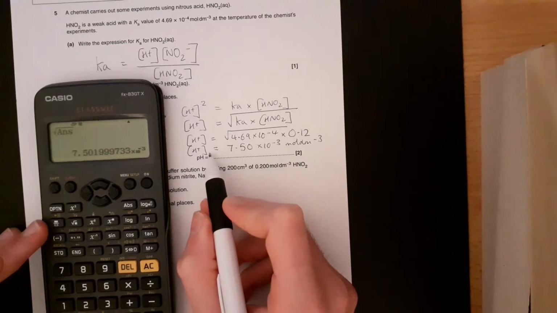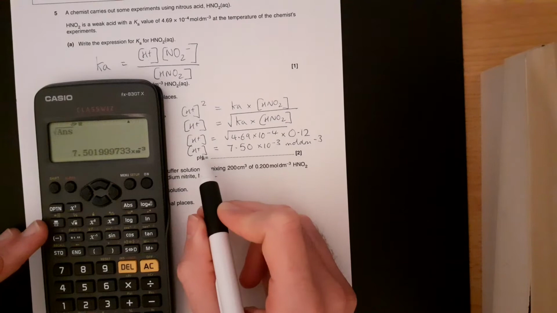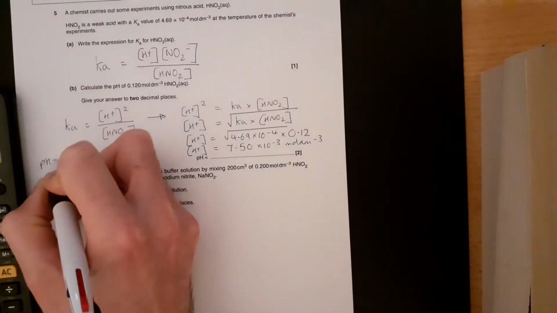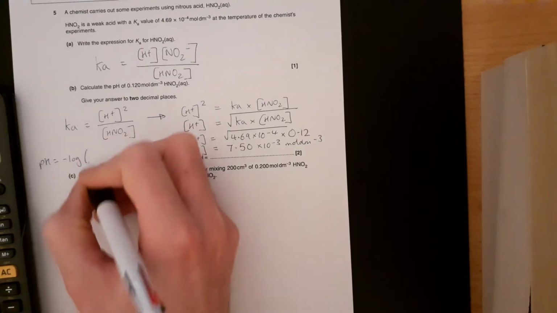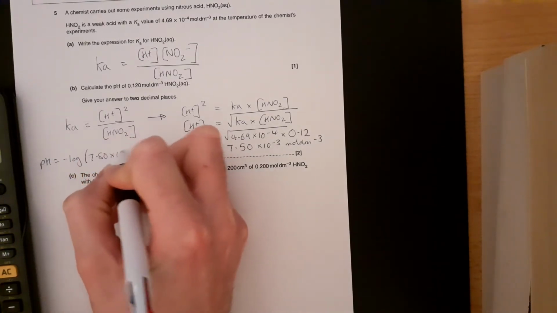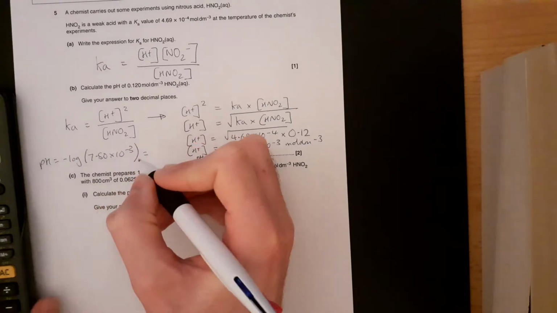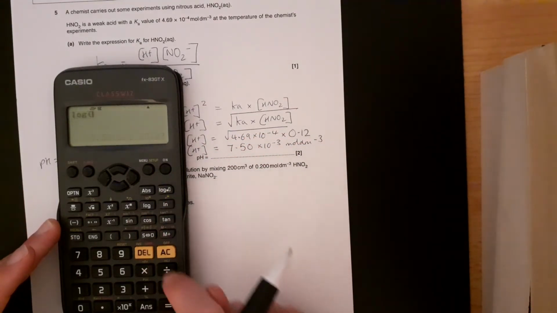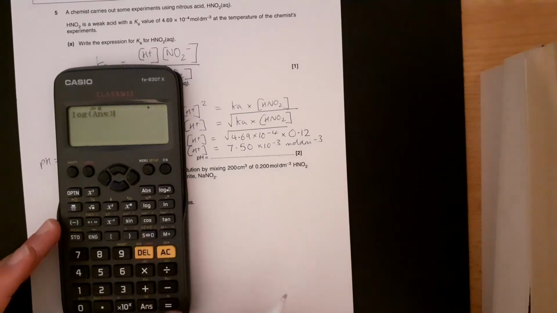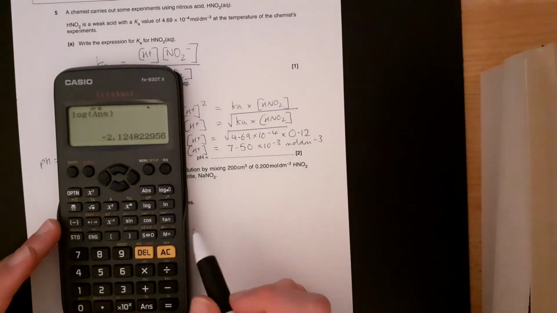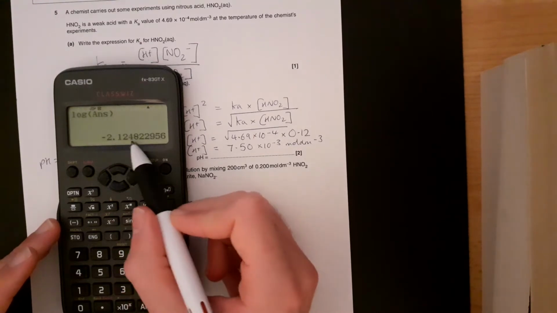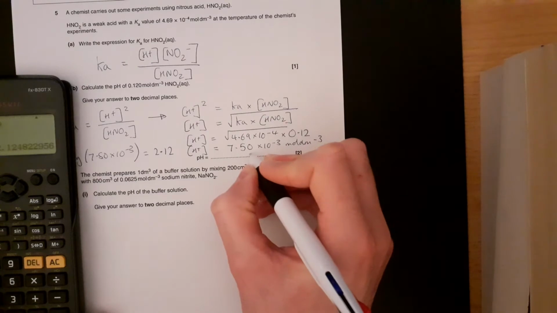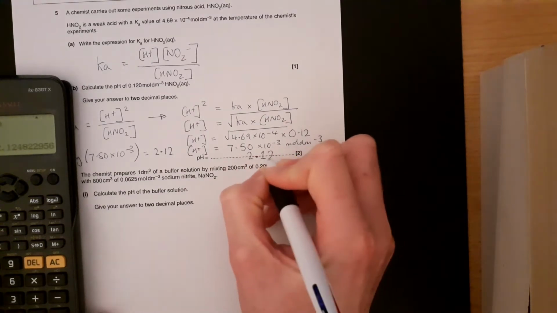And then to get the pH, what we're going to do with this is we want to do the negative log of the H plus concentration. So the pH is the negative log of 7.5 times 10 to the minus 3. So therefore, if we just do the log of that answer, it gives us minus 2.12. So if we want the negative log, it's just going to be 2.12. So the pH is 2.12. That's the answer that we want.